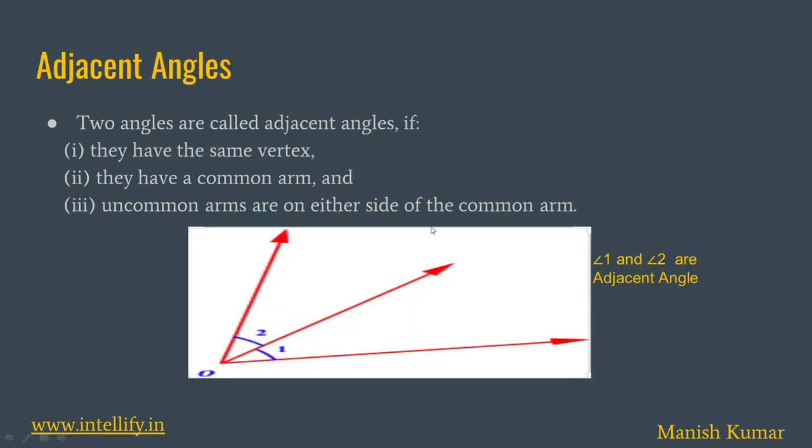And the next one is adjacent angles. Two angles are called adjacent angles if they have the same vertex, they have a common arm, and the uncommon arms are on either side of the common arm. As we are seeing, angle 1 and angle 2 are adjacent angles to each other.